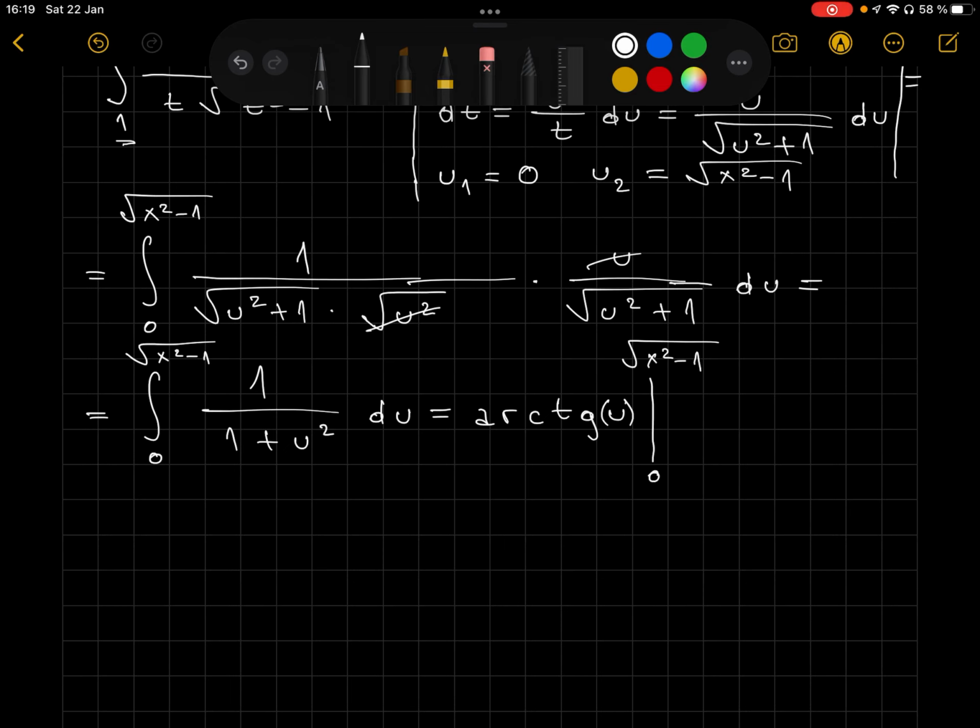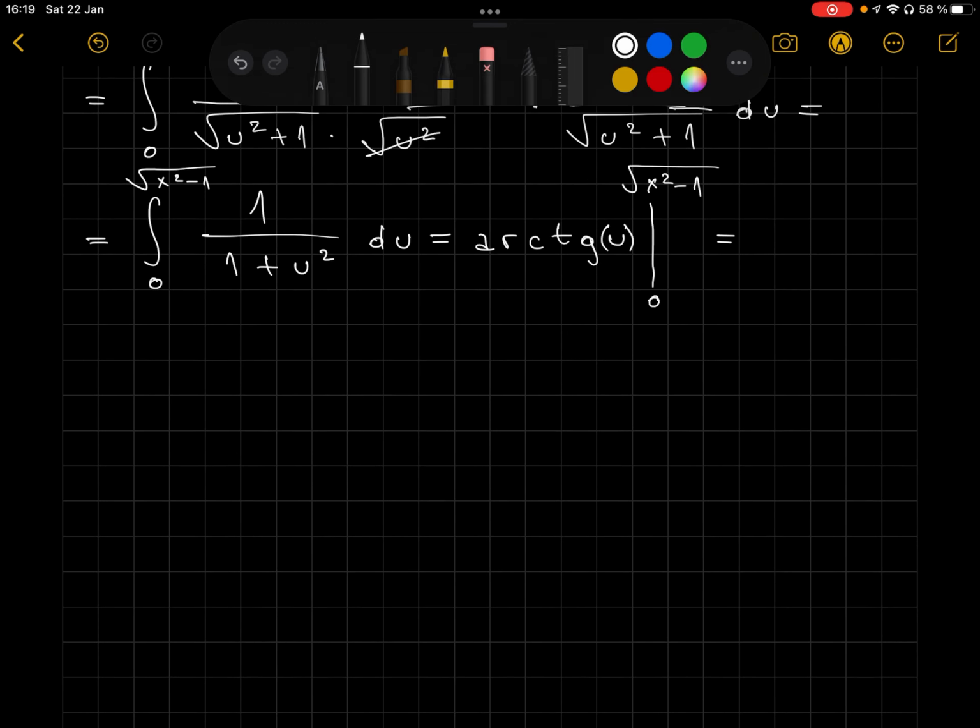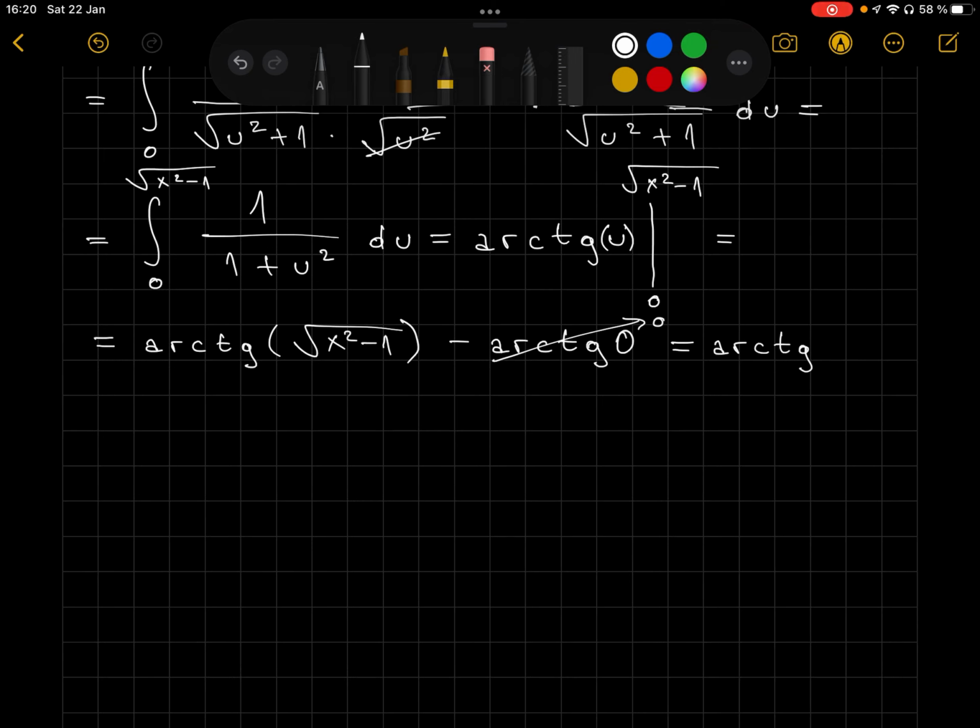So the arctangent, the inverse tangent of 0 is 0. Using the Newton-Leibniz formula, we can rewrite this as the arctangent of the square root of x squared minus 1 minus the arctangent of 0, and this of course is just 0. So the solution to our integral is the arctangent of the square root of x squared minus 1.